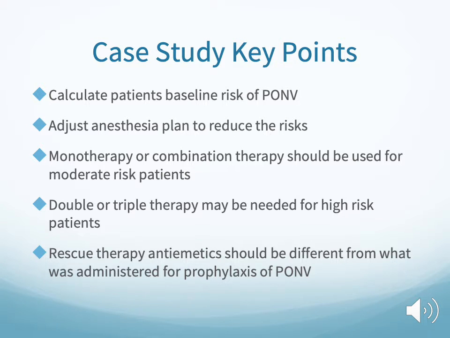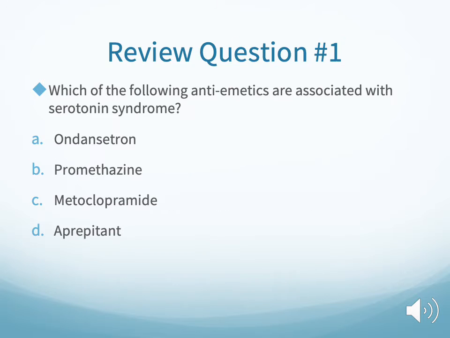Key points to take away from this case study are to calculate your patient's baseline risk of post-op nausea and vomiting, and adjust your anesthetic plan to reduce the risk. Monotherapy or combination therapy should be used for patients with moderate risk. Double or triple therapy may be needed for high-risk patients. Rescue therapy antiemetics should be different from what was administered for prophylaxis of PONV. Just remember, sometimes it's easier to prevent PONV than it is to treat it, and that each patient should be considered individually.